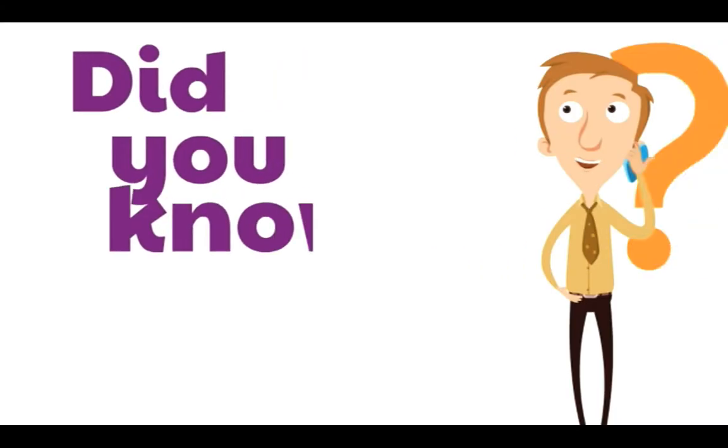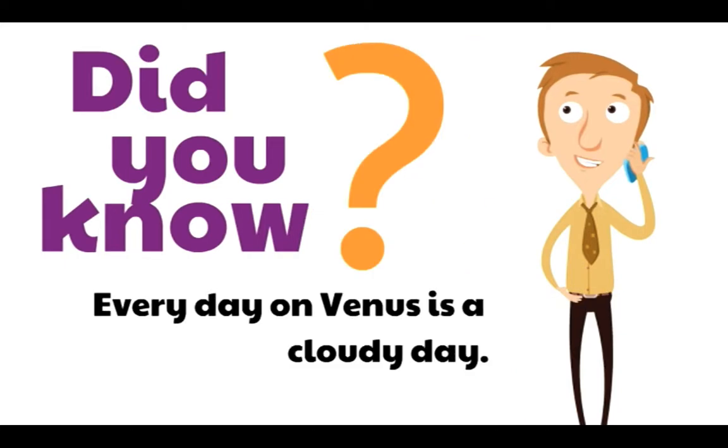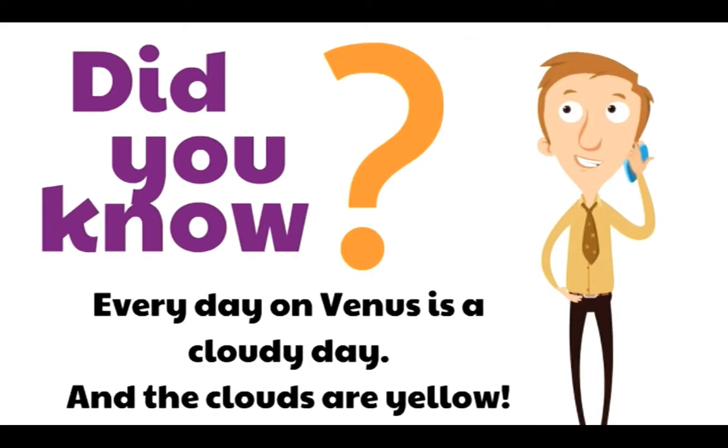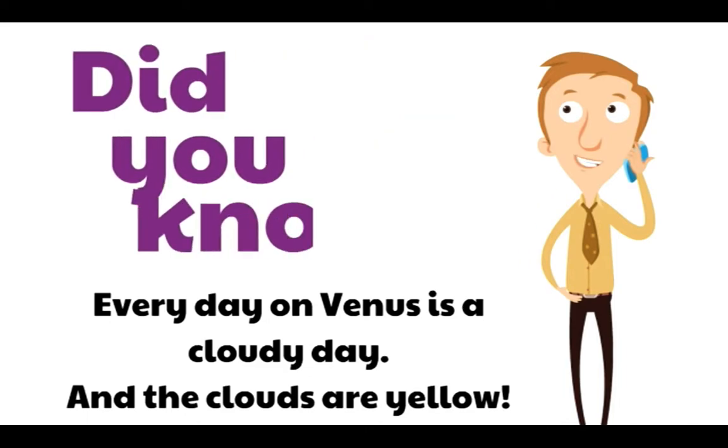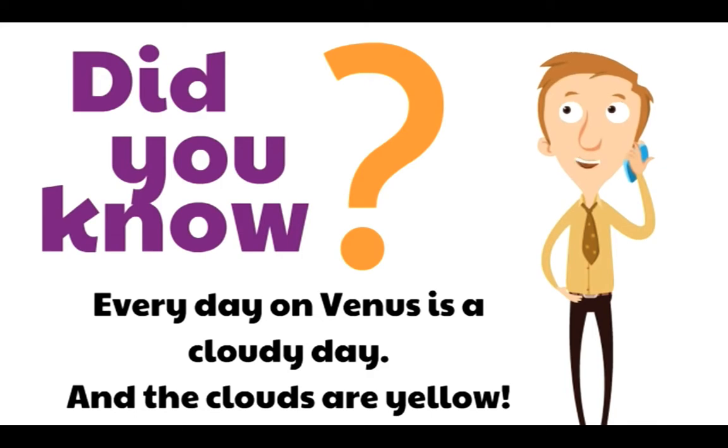Hey, did you know every day on Venus is a cloudy day, and the clouds are yellow? Oh, that's such a gross color for clouds. Clouds are much better when they're other colors than yellow. So the sunlight doesn't actually hit the surface of Venus. It's just a cloudy day every day forever, but that's okay because there's no life on Venus, so nobody's crying about it.